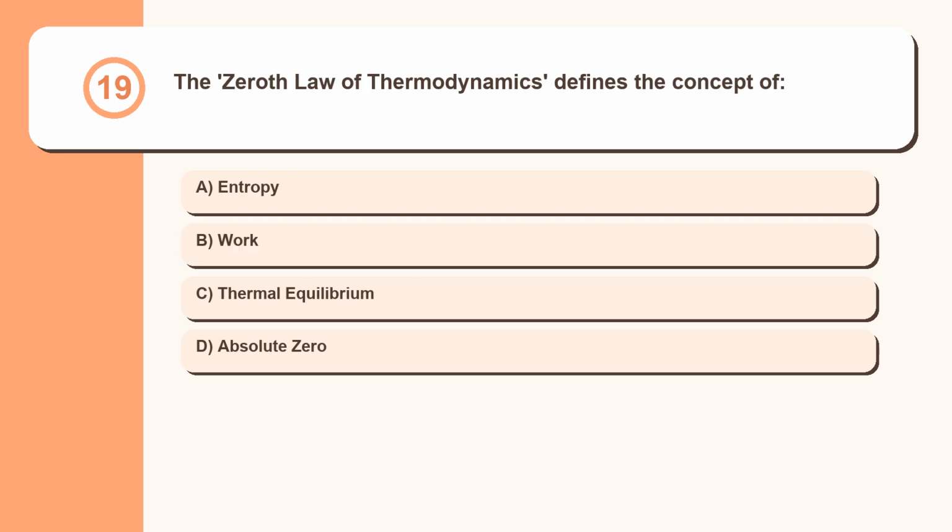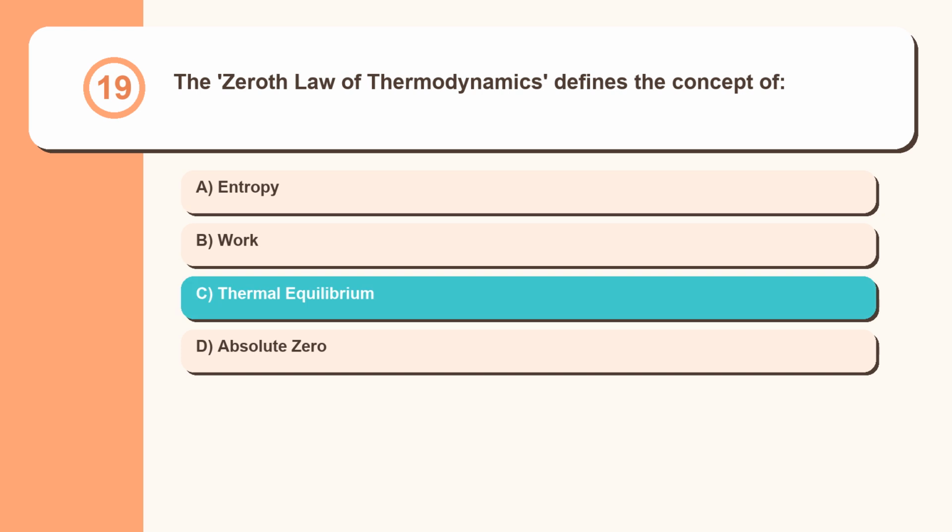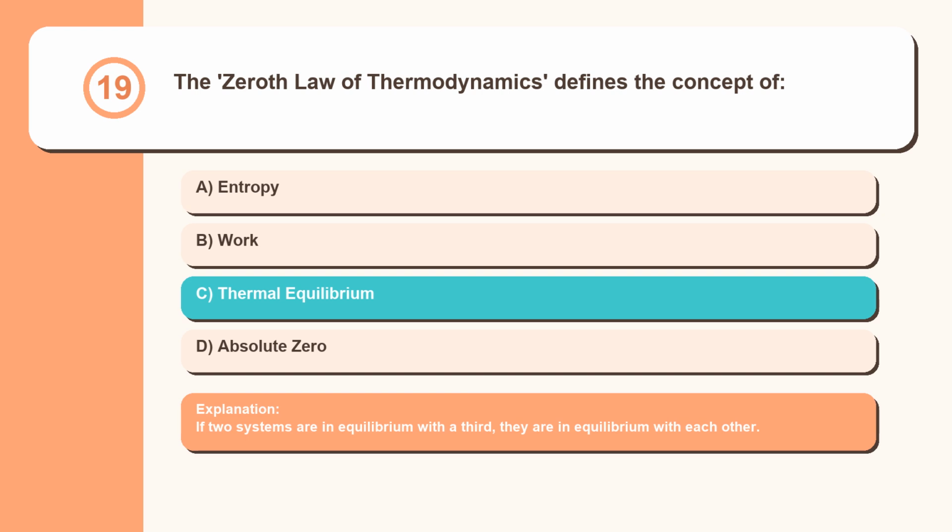Question 19. The zeroth law of thermodynamics defines the concept of: entropy, work, thermal equilibrium, absolute zero. If two systems are in equilibrium with a third, they are in equilibrium with each other.